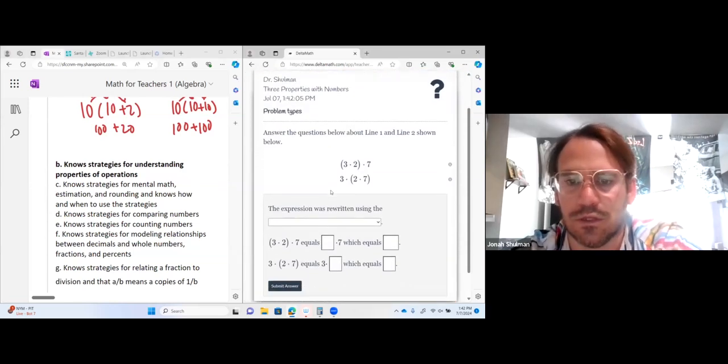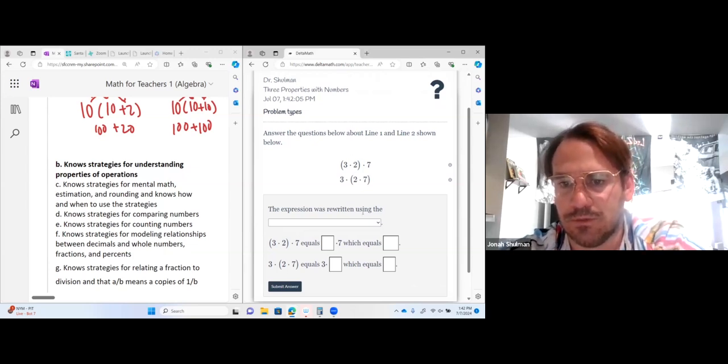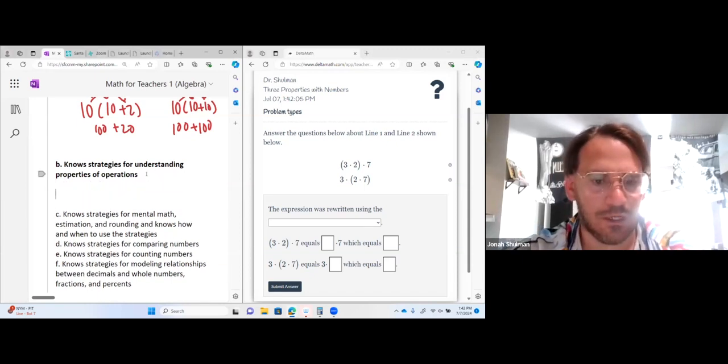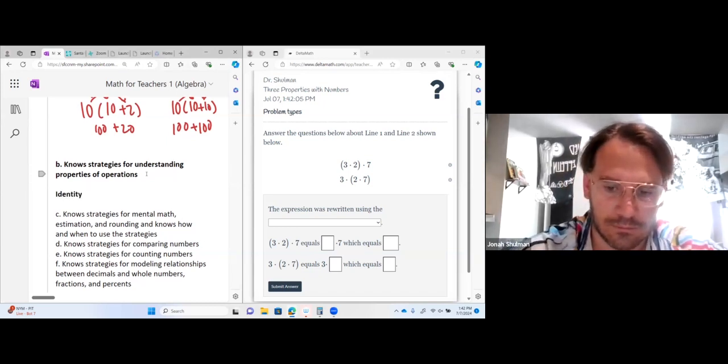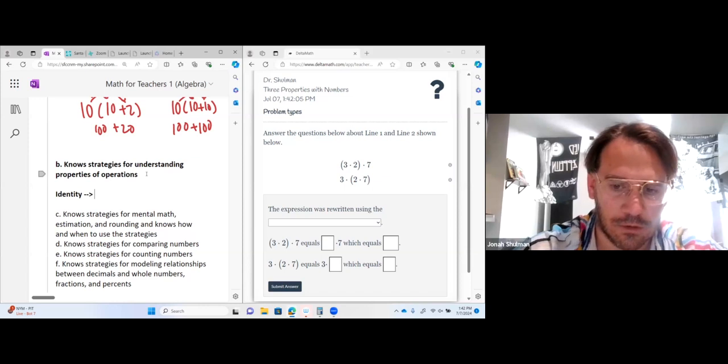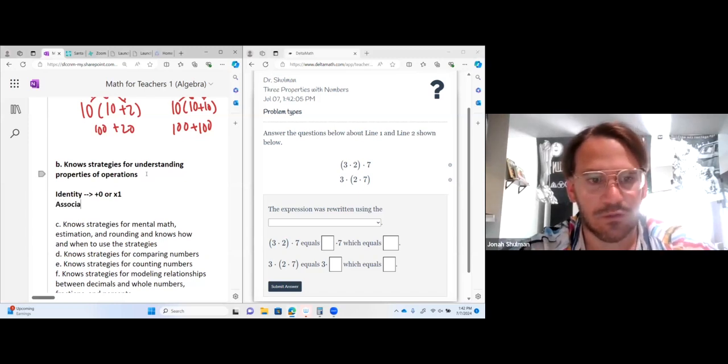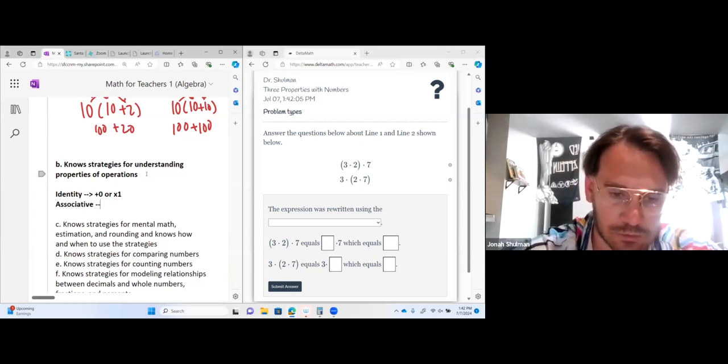All right, so here's the first one. The answer below, about line 1 and line 2, is shown: 3 times 2 times 7 and 3 times 2 times 7. This is called the associative property. So I might as well tell you what all the properties are. We've got identity, which is you're either adding 0 or multiplying by 1. Either way, you're going to get the same value. This one's called the associative. It basically just means we change groups.